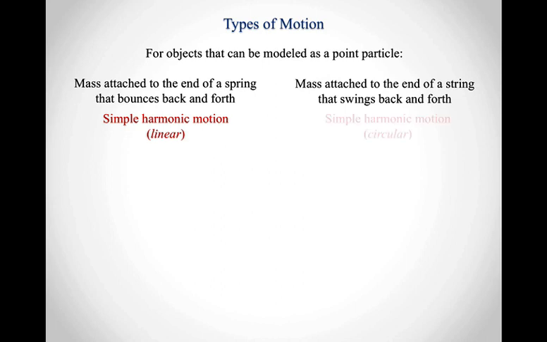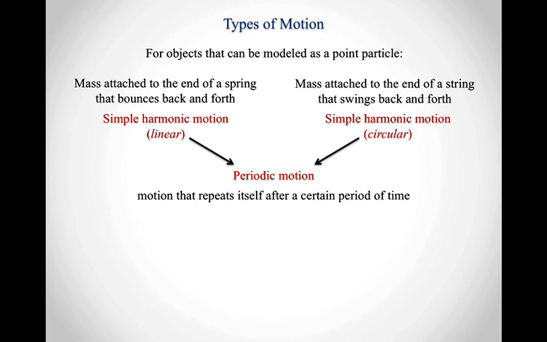Again, I've still got simple harmonic motion. It's just this time it's not linear simple harmonic motion. It's not bouncing back and forth along a line. It's swinging back and forth along the arc of a circle. So I'm sort of pairing this special type of motion, simple harmonic motion, with my other types of motion. So linear on the one hand, circular on the other.